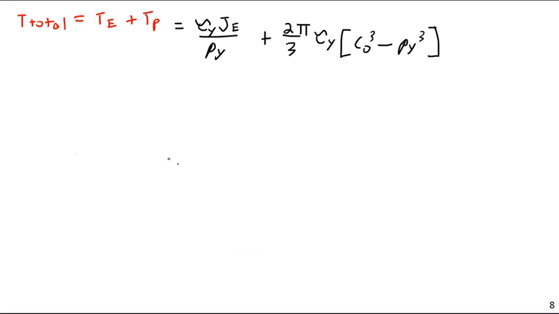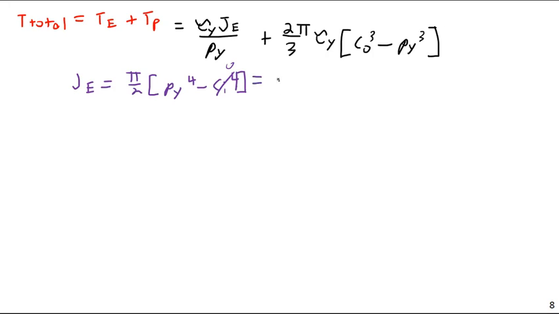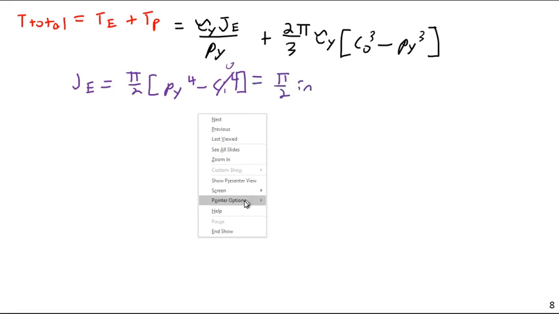Let me find the J E, the polar moment of inertia of the elastic region. It is simply going to be pi over 2 times rho yield to the fourth minus C inner, not C outer, C inner to the fourth. However, this is going to be 0 because there is no internal radius. And if you plug that in, you will get pi over 2 inches to the fourth.